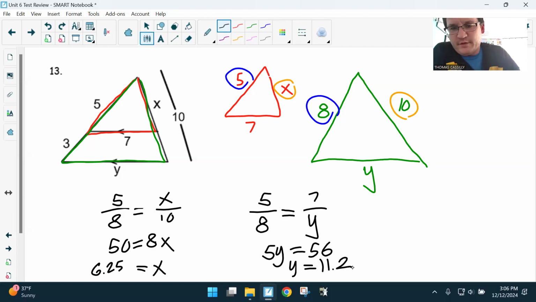Right. But there we have it, right? Just again, set up those proportions, make sure everything is sound. And there we have it. Yeah, that's really all I have to say about that one. On to number 14.